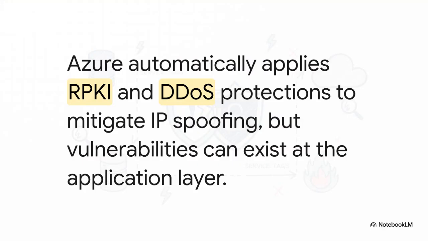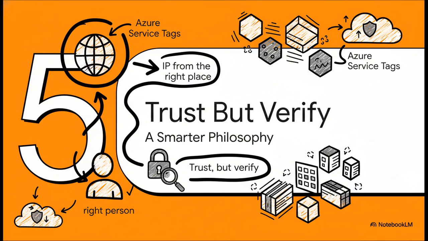Now, to be fair, Azure has some really strong defenses against this stuff. It uses built-in DDoS protection to fight off big attacks, and a system called RPKI to help verify that traffic is coming from where it says it is. But all of that works at the network level. A really clever attacker can still find a way in higher up the chain, inside your application itself. So this pushes us toward a much smarter, more modern security philosophy, and it's absolutely essential today. Trust but verify. We can trust that the IP is probably from the right location, but we still have to verify that it's from the right person.